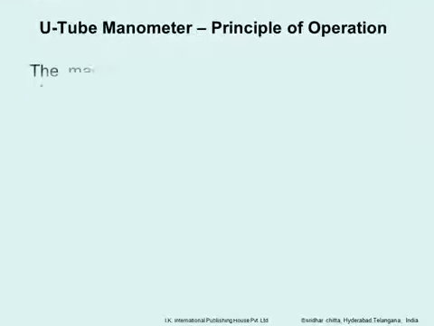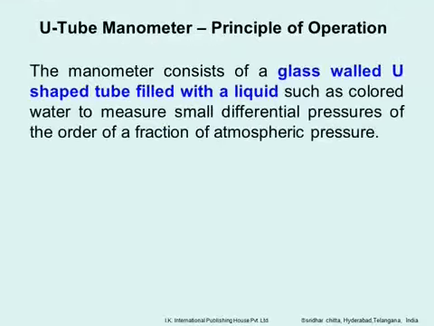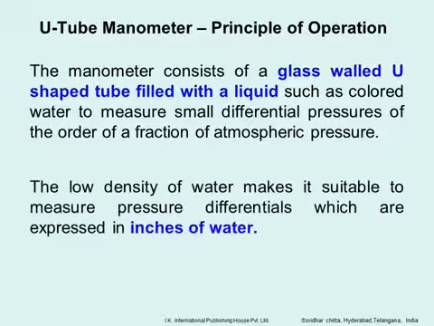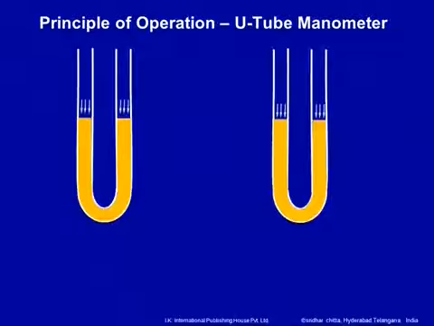The manometer consists of a glass-walled U-shaped tube filled with a liquid such as colored water to measure small differential pressures of the order of a fraction of atmospheric pressure. The low density of water makes it suitable to measure pressure differentials which are expressed in inches of water. When the air pressure is equal in the open ends, the water level is the same in both the limbs. Now let us see what happens when the pressure is different in the two limbs.